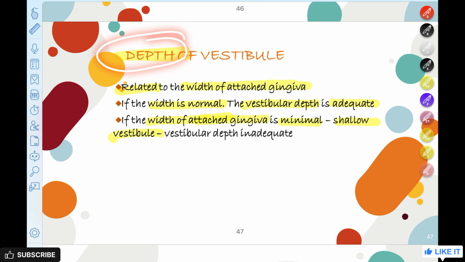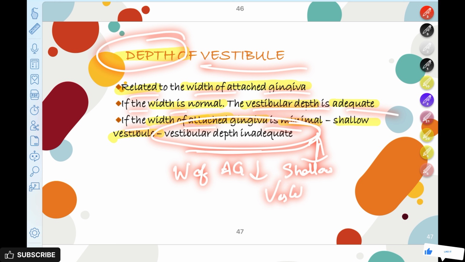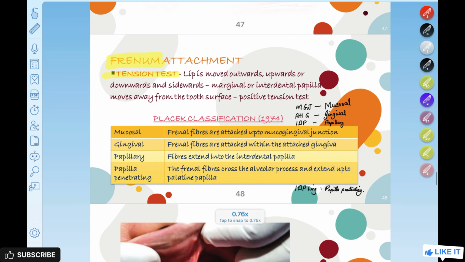Next we have the depth of vestibule related to the width of attached gingiva. If the width is normal, the vestibular depth is adequate. If the width of attached gingiva is minimal, it is a shallow vestibule and the vestibular depth is inadequate. It is a shallow vestibule if the width of the attached gingiva is less.